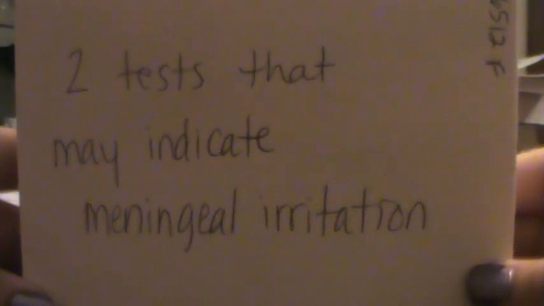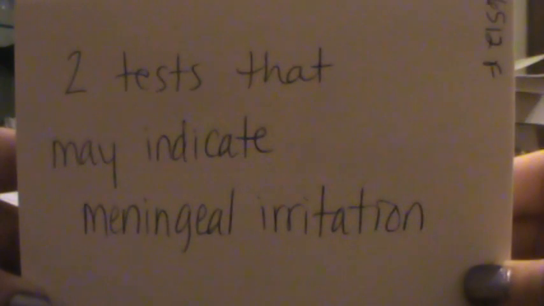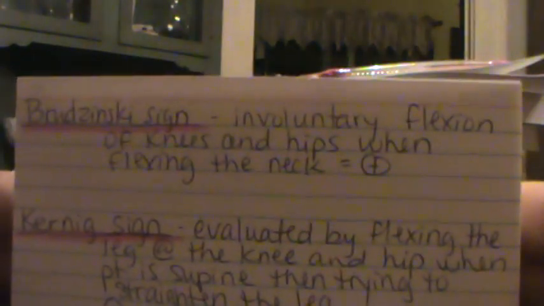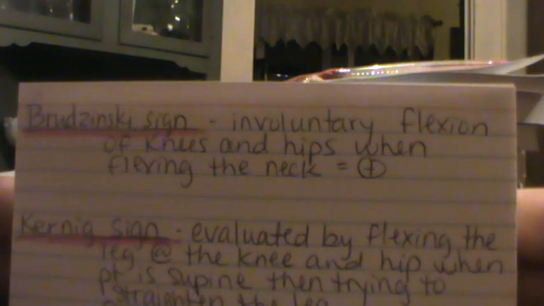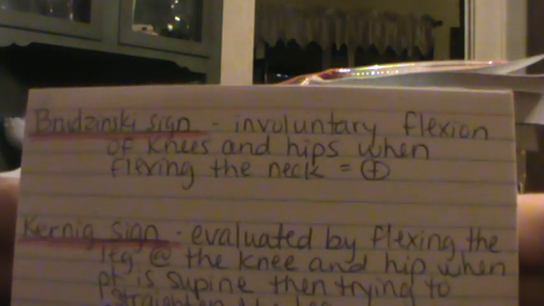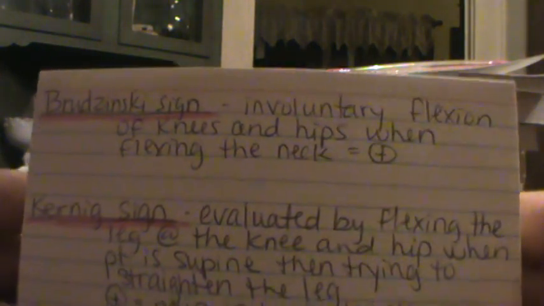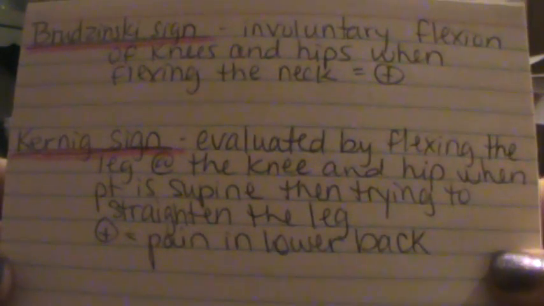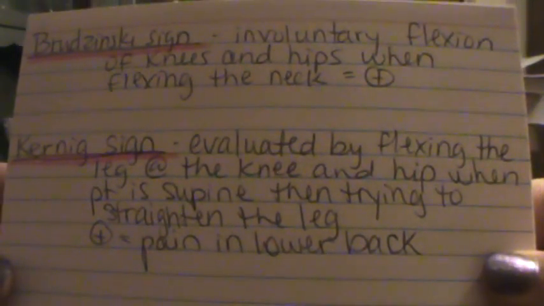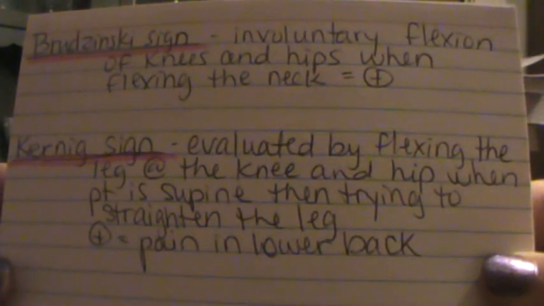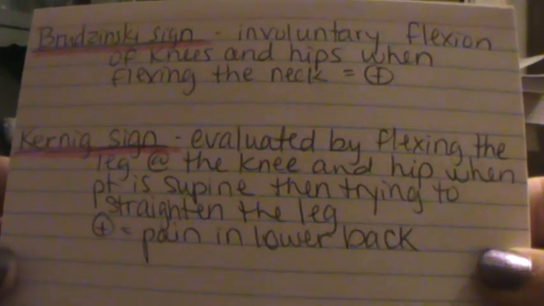So what are two tests that may indicate meningeal irritation? The first one is Brudzinski's sign, and this is when you have an involuntary flexion of the knees and hips when you're flexing the neck. That's a positive sign. The next one is called Koenig's sign, and that is evaluated by flexing the leg at the knee and at the hip when the patient is supine, and then trying to straighten the leg. If there's pain in the lower back, that can also indicate meningeal irritation.